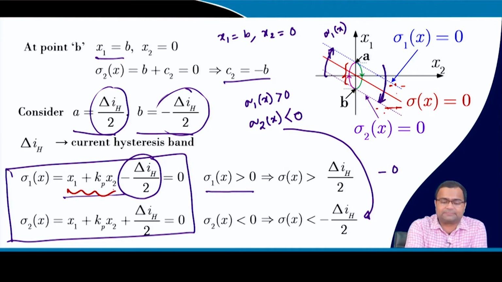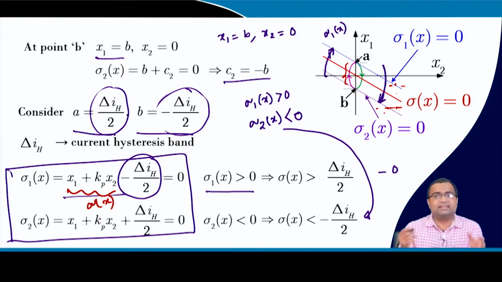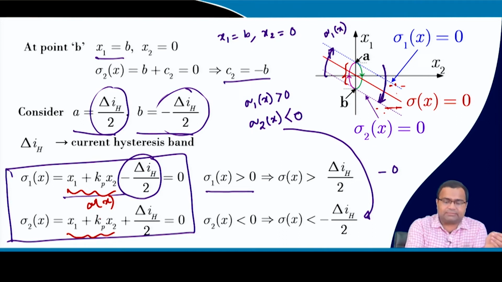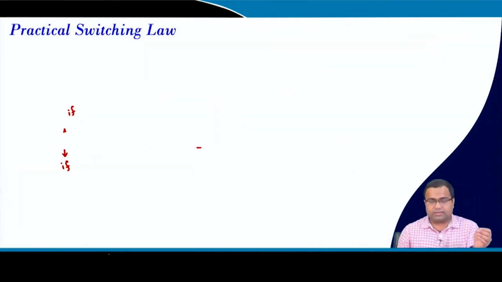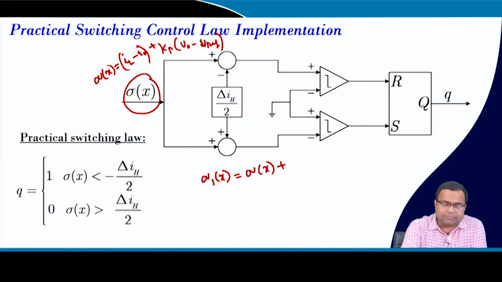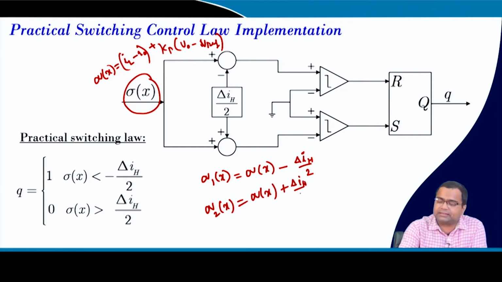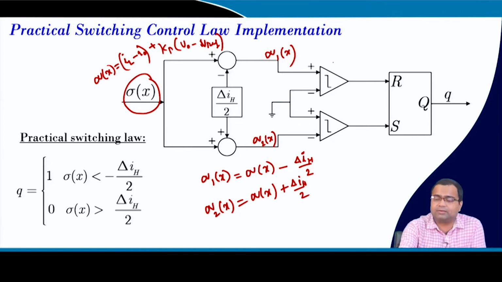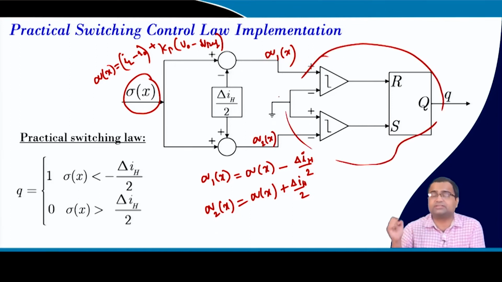This is my sigma x minus delta IH by 2, and this is my sigma x plus delta IH by 2. That means we should choose this to be minus delta IH by 2, as sigma 1x is sigma x minus delta IH by 2, and sigma 2x is sigma x plus delta IH by 2. So, you can see this is my sigma 1x and this is my sigma 2x, and they are compared with the hysteresis logic here. So, this is a hysteresis logic.